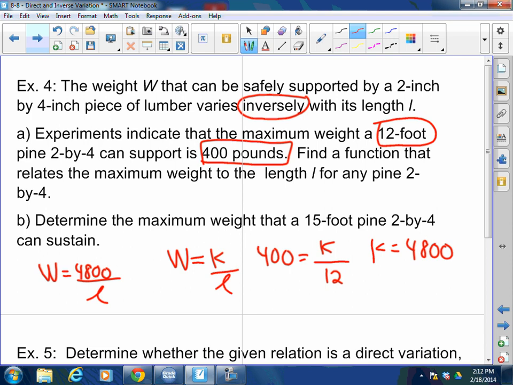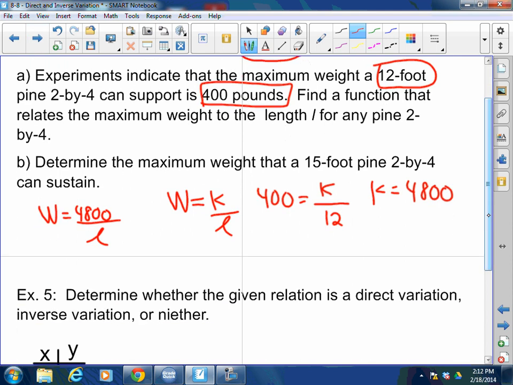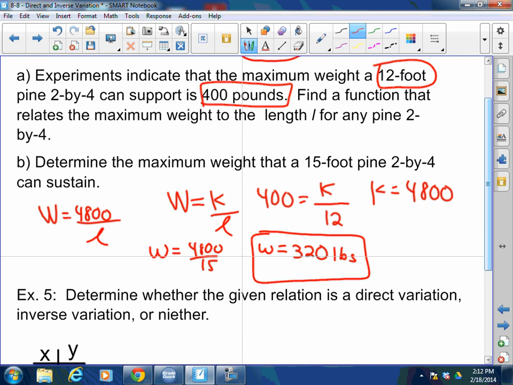Now for part B, determine the maximum weight a 15-foot 2x4 pine can sustain. Well, my weight, it's 4,800 divided by 15. W is going to equal, what is that, 360? 320, thank you. 320 pounds. And that's how you work this. Now be honest, this wasn't that hard, was it? Yes, sir.